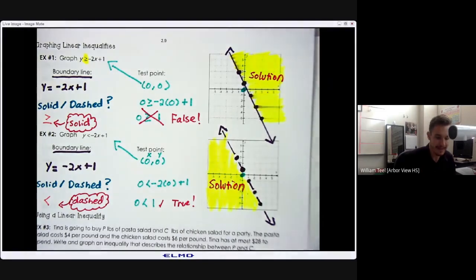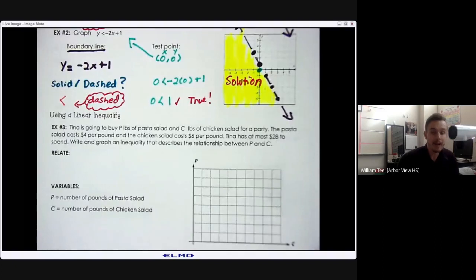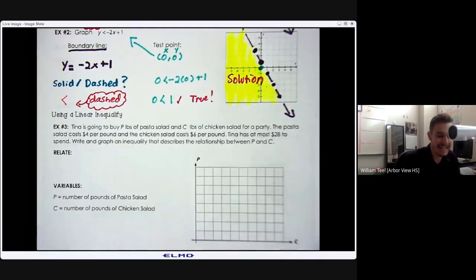All right, let's go ahead and move down to a word problem. So we're going to go down to example number 3. We have Tina. Tina is going to buy P pounds of pasta salad and C pounds of chicken salad for a party. The pasta salad costs $4 per pound and the chicken salad costs $6 per pound. Tina has at most $28 to spend. Write and graph an inequality that represents the relationship between P and C.